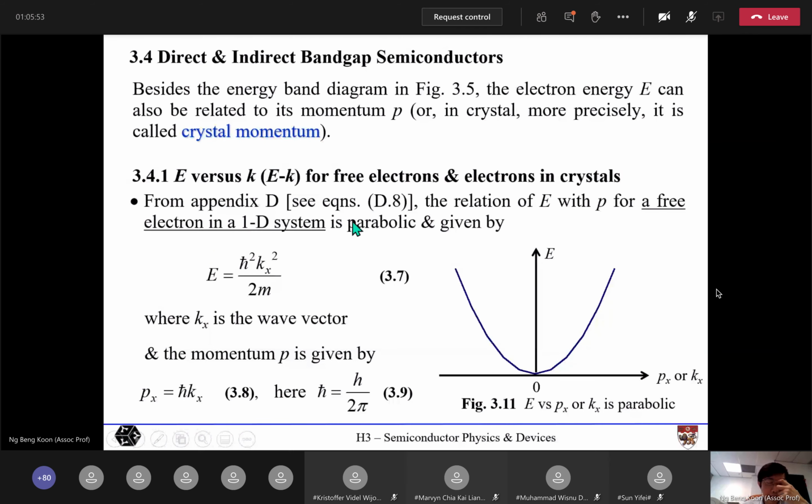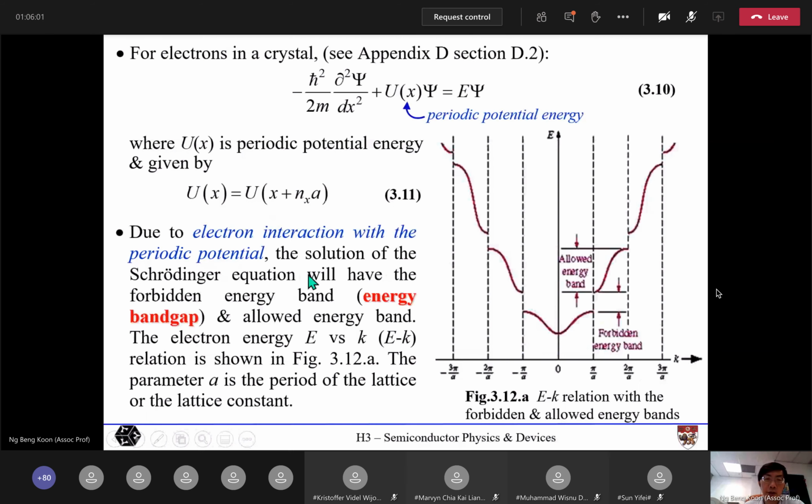So in the case of a free electron or an electron around an atom, we see that there's a parabolic relation between the energy and the momentum. What about the case of an electron in a crystal? If you solve this Schrödinger equation for an electron in a crystal, other than getting the wave function and the kx value, the solution for energy against momentum looks something like this in this graph, figure 3.12.